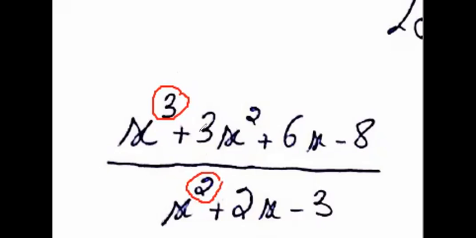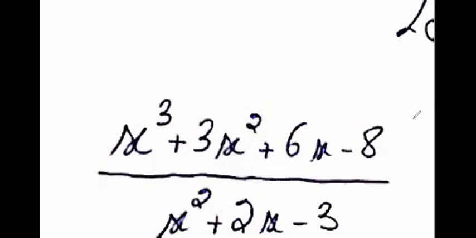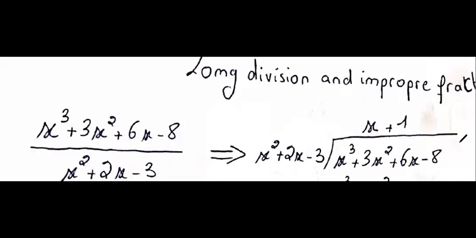First of all, let's see how we perform a long division of polynomials. So I'm dividing x cubed plus 3x squared plus 6x minus 8 by x squared plus 2x minus 3. So what we do is that we put x cubed plus 3x squared plus 6x minus 8 here on the right, and x squared plus 2x minus 3 on the left.